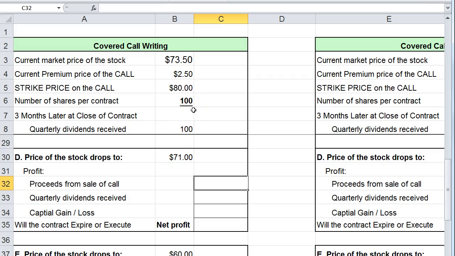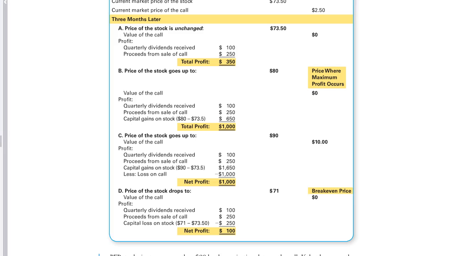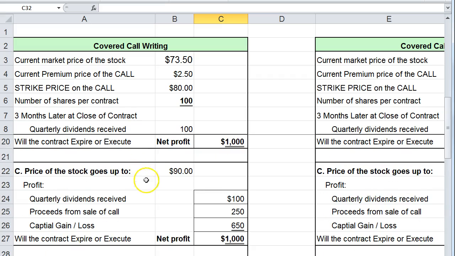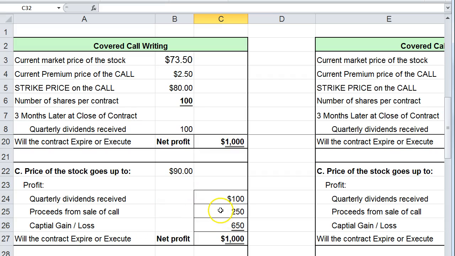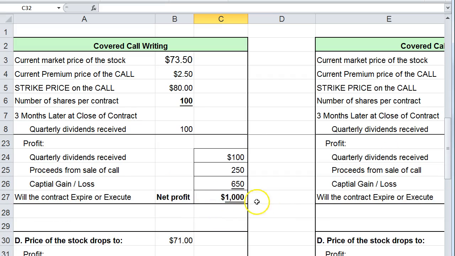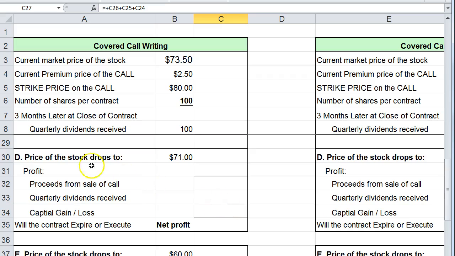So if the stock price goes down, I'm just noticing that the textbook did it a little bit differently, but here on the part C, if we go back to part C, I just put in my capital gain. They put in the total capital gain minus the loss on the call. I kind of just simplified it in my formula, but you can do it either way as long as you get to a net profit of 1,000. Okay, going to part D, stock price drops to 71.